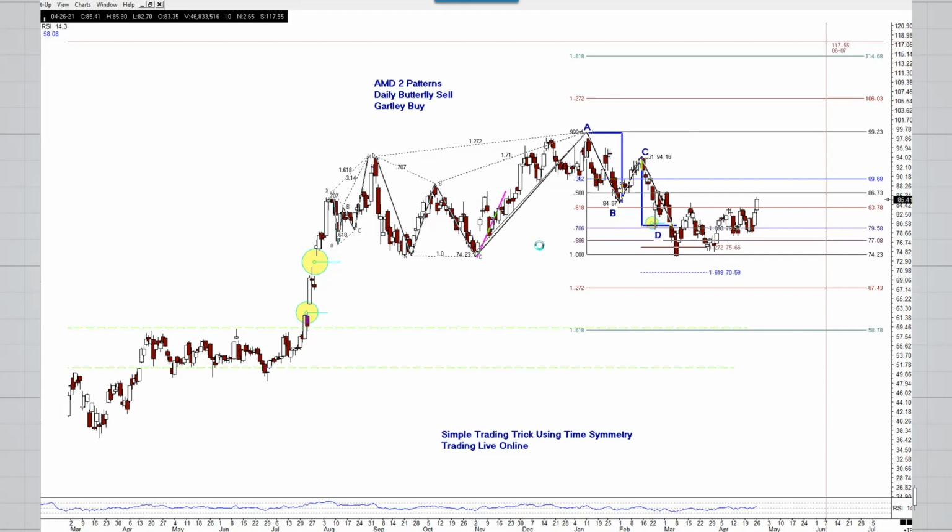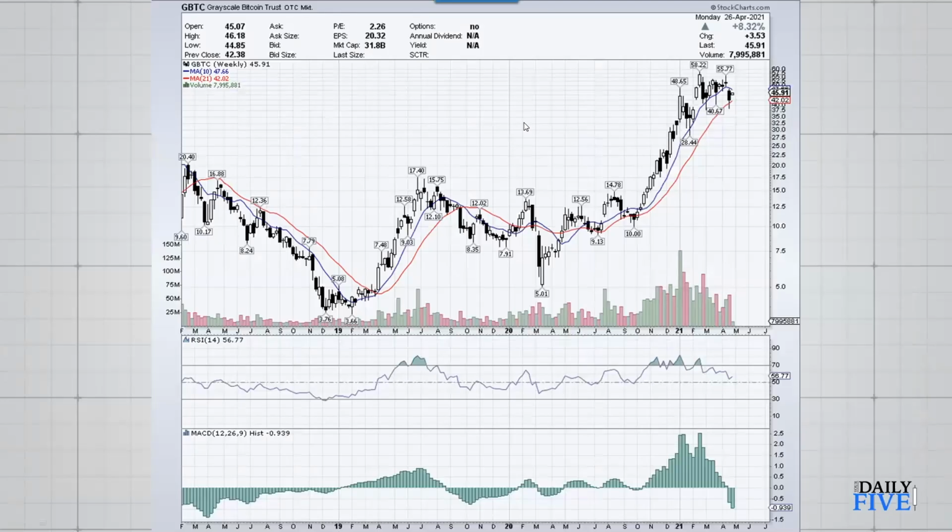Okay, let's go on now and let's take a look at Bitcoin using the symbol GBTC.